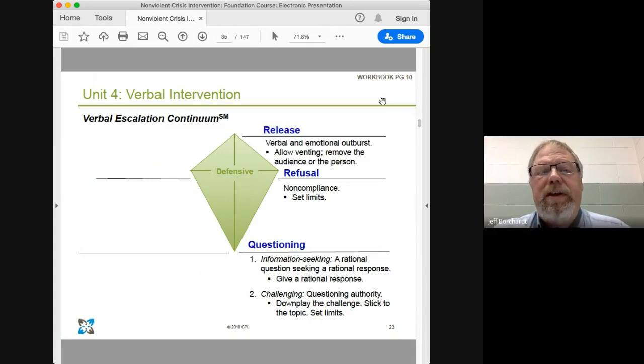Okay. Release. This is when the individual gets a lot more energy going. That's a verbal and emotional outburst. They might flop on the ground, kick, yell at you, call you names, being very frustrated with what's going on. As a staff person, one of the interventions we can do is allow the venting and then remove the audience or the person from the situation. By allowing the individual to vent, they're getting rid of that emotional energy in a non-violent way.